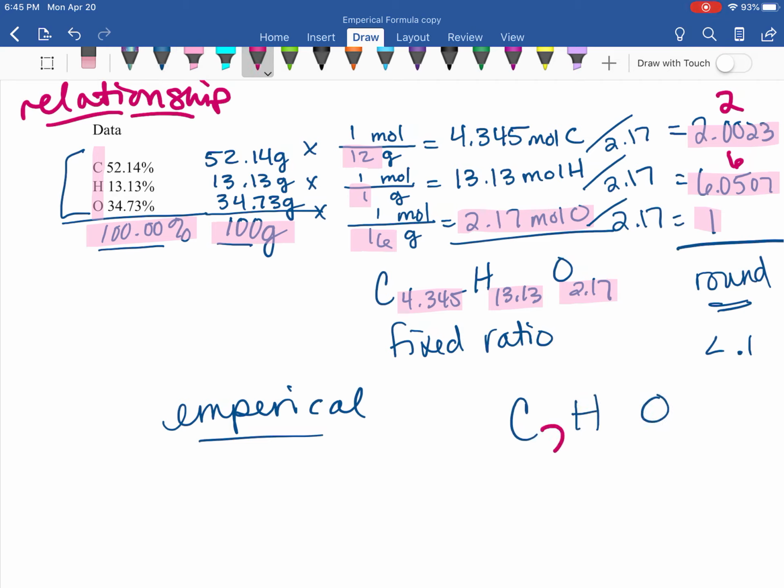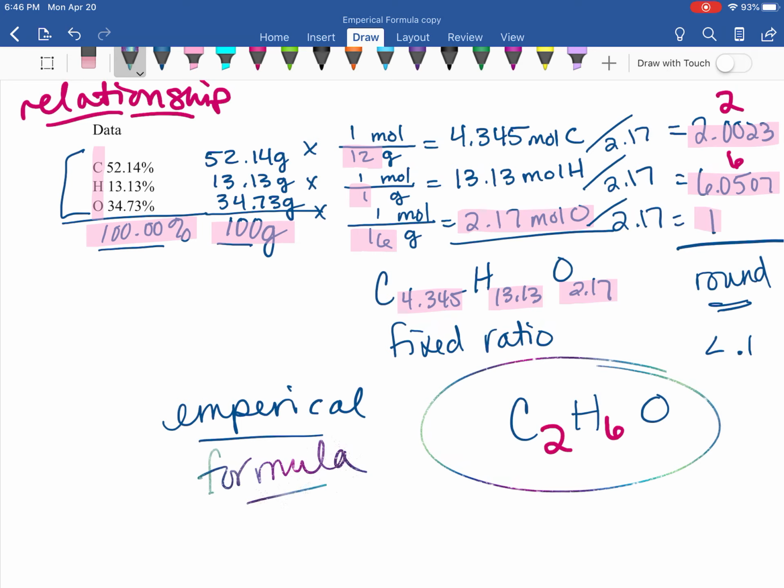This is awesome. We're going to have C2H6O. We've got 2 for our carbon, 6 for our hydrogen, and 1 for the oxygen. And we don't have to write the 1. You can leave that off. This deserves a sparkle pen. We just figured out our empirical formula. Now, why is it empirical? Because this is the lowest whole number ratio.